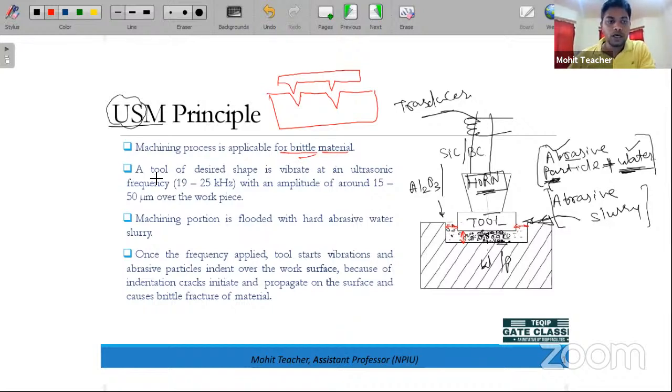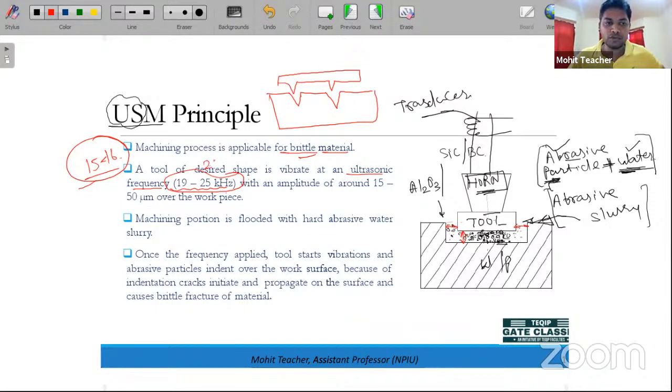Now the tool is working at ultrasonic frequency, which you can also remember as above the audible range of frequency. The audible range is 15 to 16 kilohertz, so we are working above that, in the range of 19 to 20 kilohertz. This is the ultrasonic frequency we are using for this.